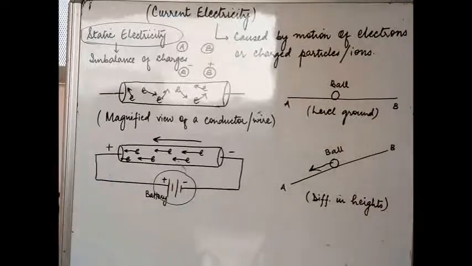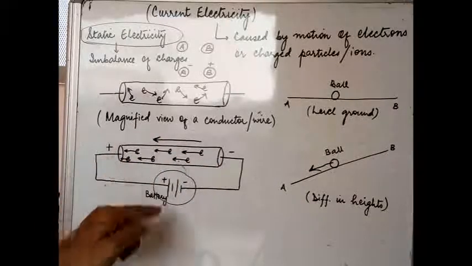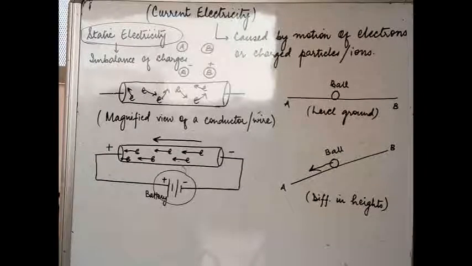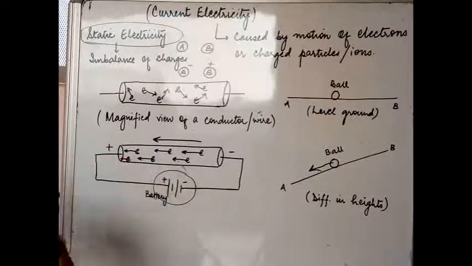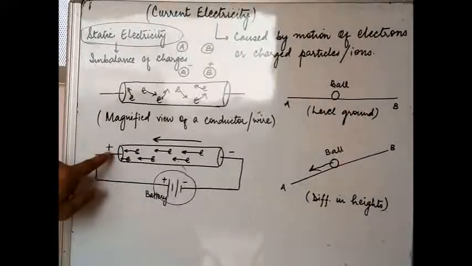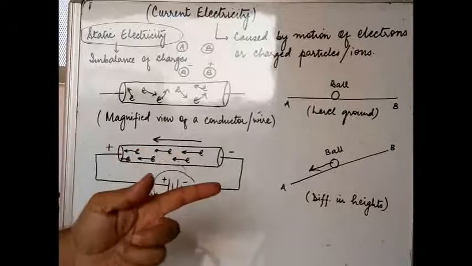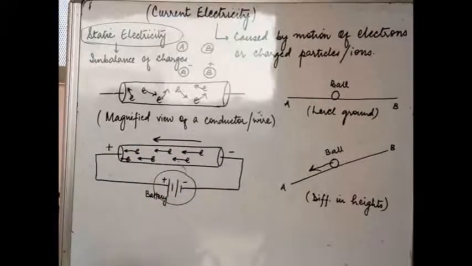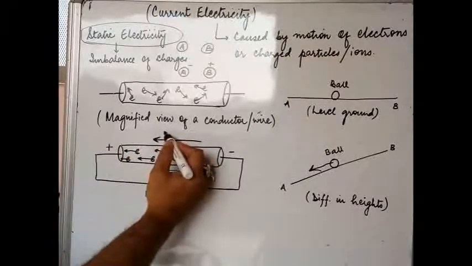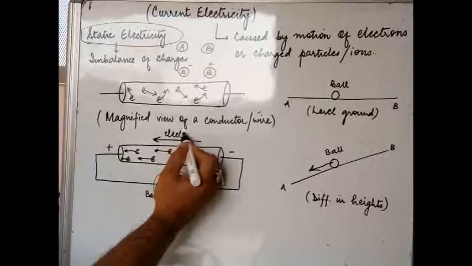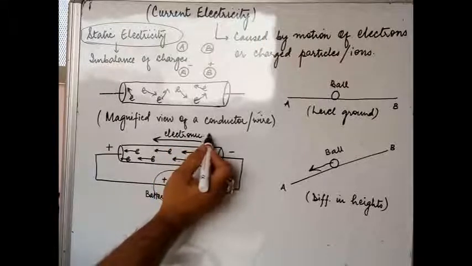It was all random. But the moment you gave them a particular direction, the moment you created a potential difference, just like you had a difference of height over there, there is a difference of potential. The word potential I'll explain in detail a little later. Who creates that difference? The battery. The moment that difference gets created, the electrons start moving in a particular direction, and this direction is known as the real direction of the current, or the electronic current.